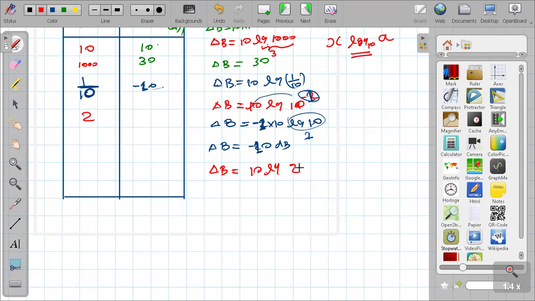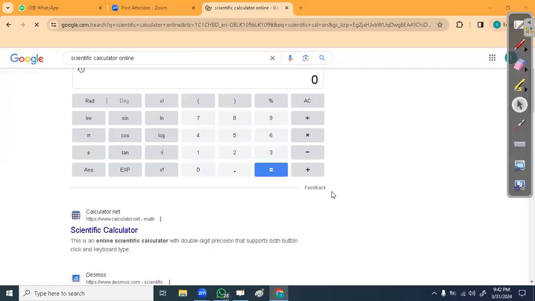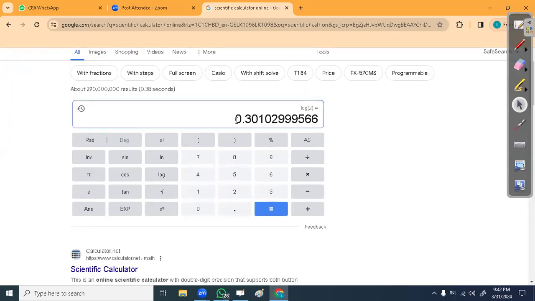LG 2. We have to find out what is the logarithm of 2. Let us go to an online scientific calculator and type log of 2. It is 0.3010. I still do not remember this number.